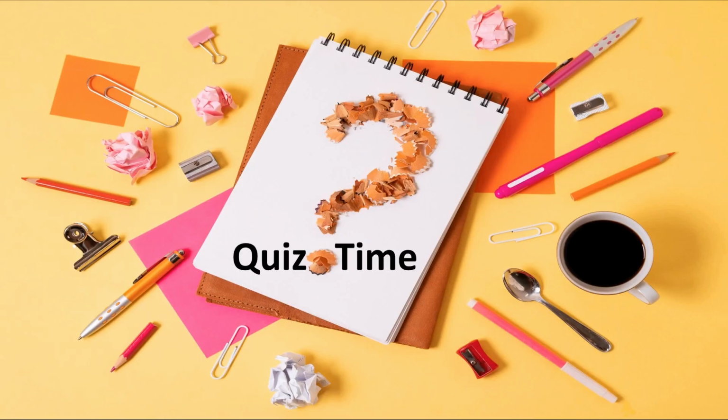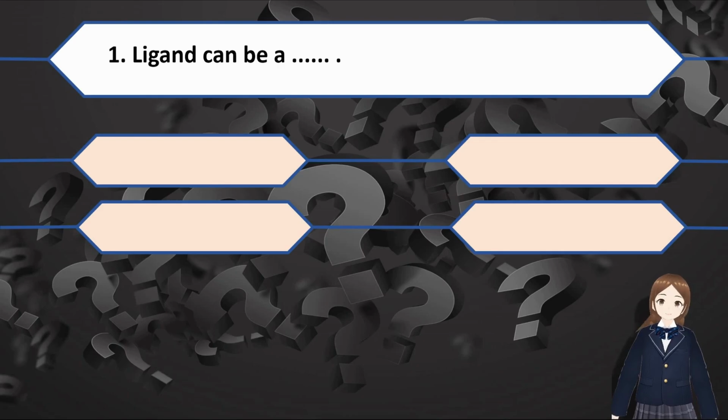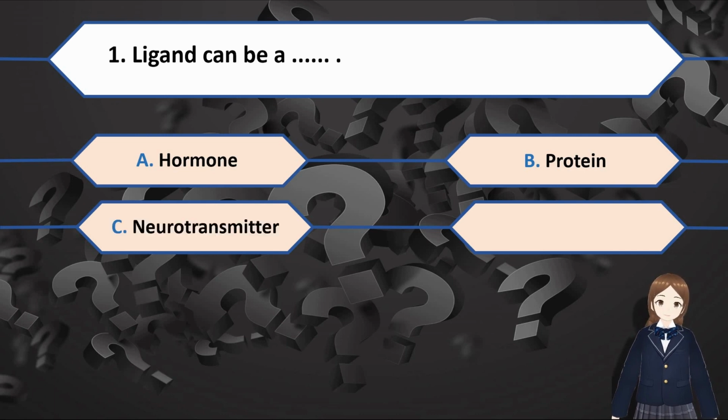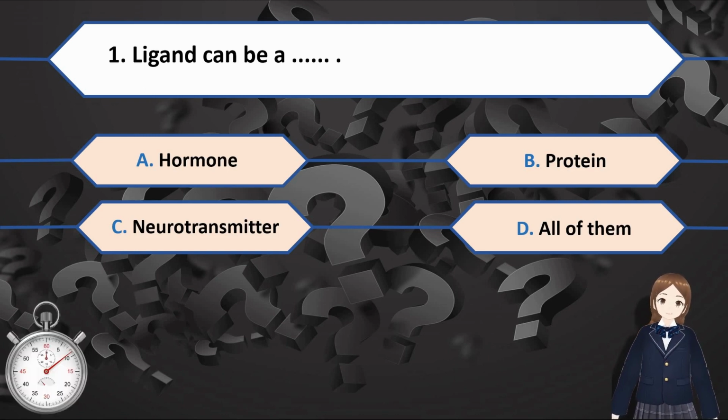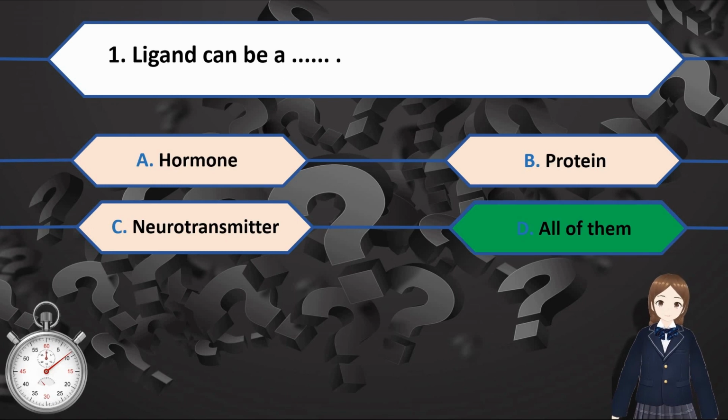Quiz time. Question number 1. Ligand can be A. Hormone, B. Protein, C. Neurotransmitter, and D. All of them. You have 10 seconds time. Time is over. D is correct.